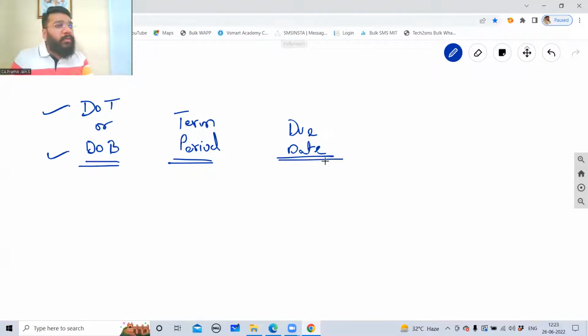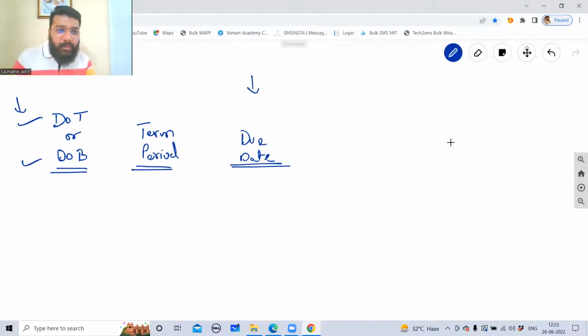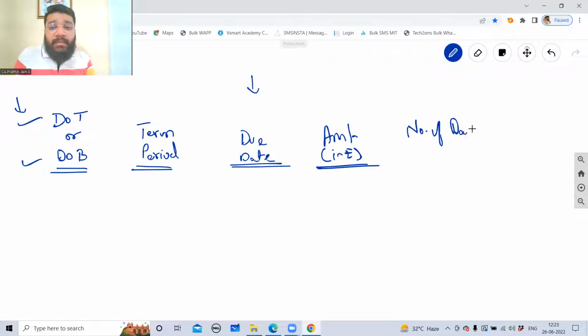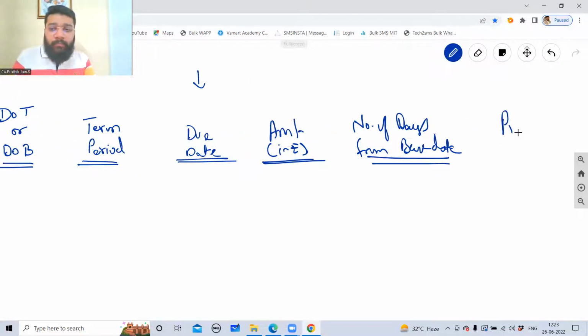Due date. Sometimes the question will give you the information directly, or sometimes the question will give you the information like this, and you have to calculate the due date. Okay. Next. Next column is the amount column. Amount will be in rupees. Then number of days from base date, and then you get product.